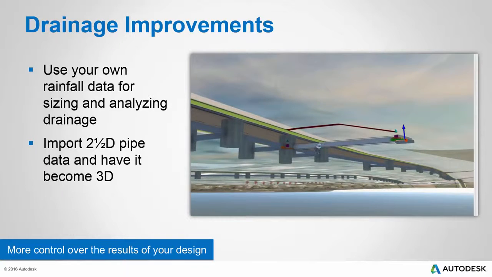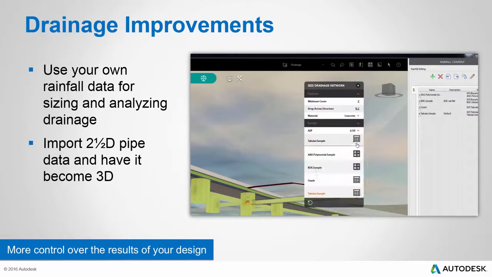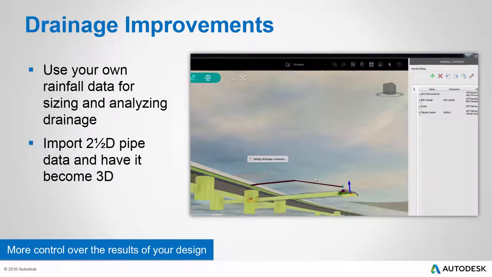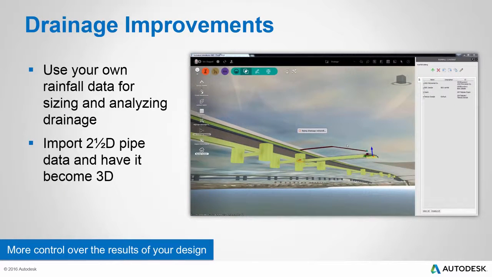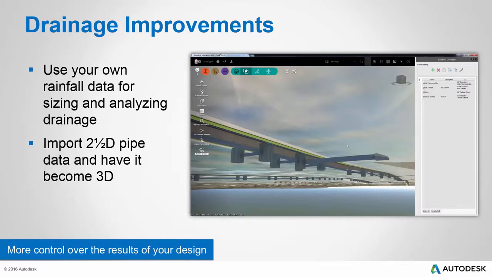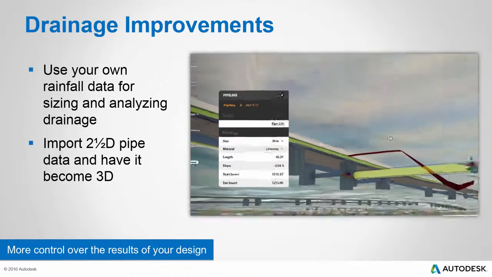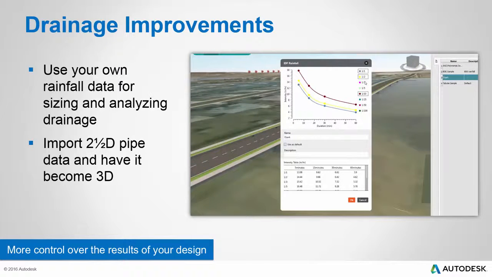So we use the size drainage network command, choose our Ozark rainfall data in this case, and you'll notice that the pipe size is going to change from one size to another based on this updated rainfall data. Another capability we have in this new release is the ability to import 2.5D pipe data.